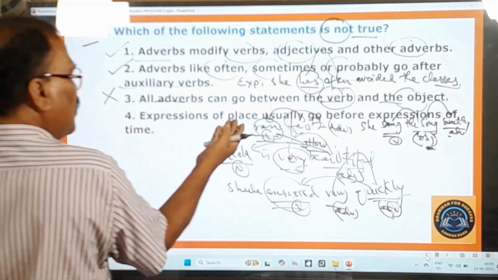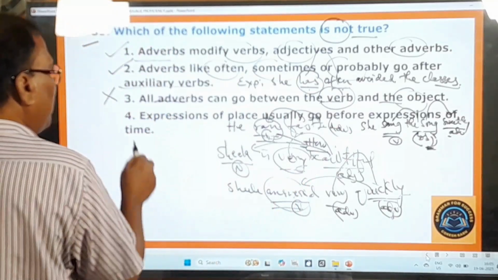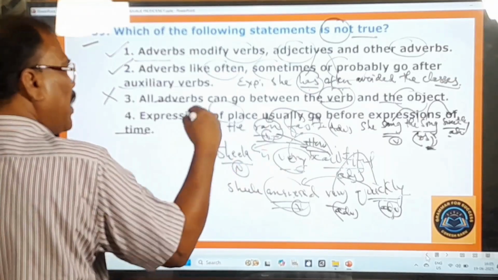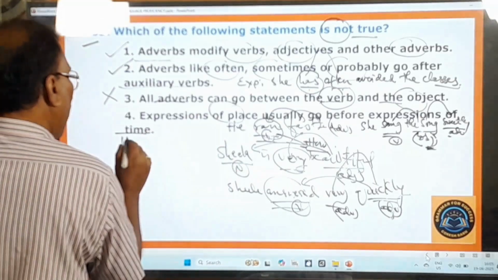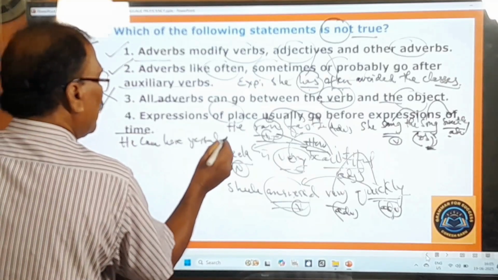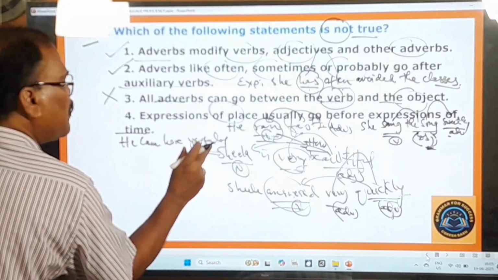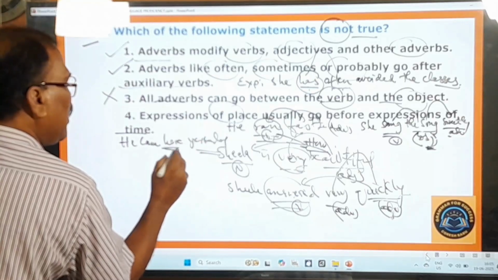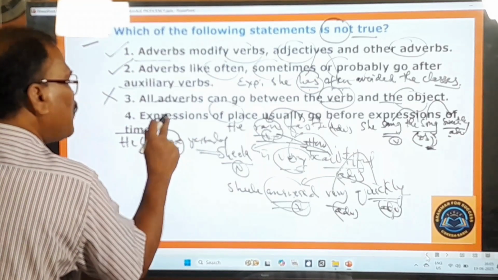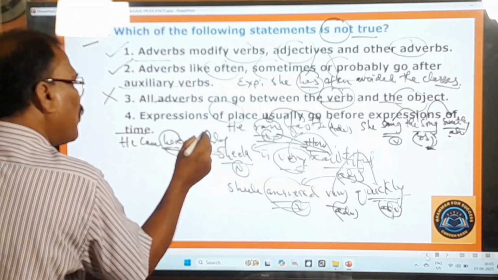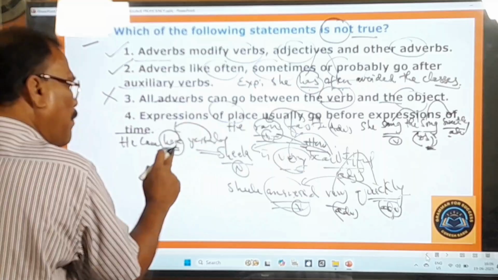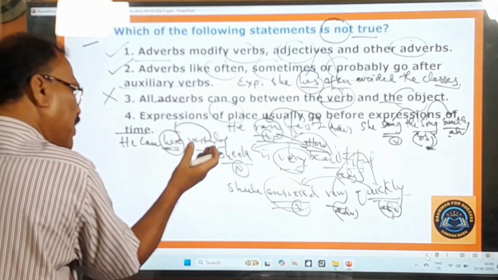And here, expressions of place usually go before expressions of time. That means he came here, okay, he came here yesterday. So yesterday is the expression of time, and here is the expression of place. This expression of place will always occur before the expression of time.